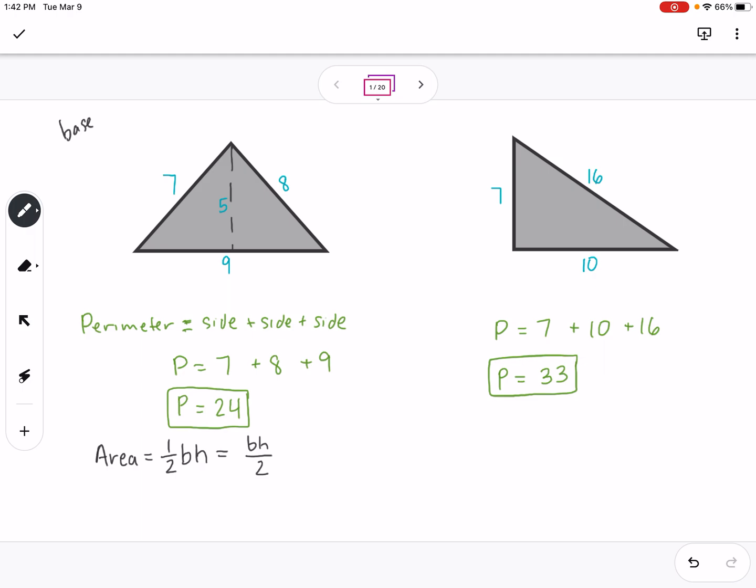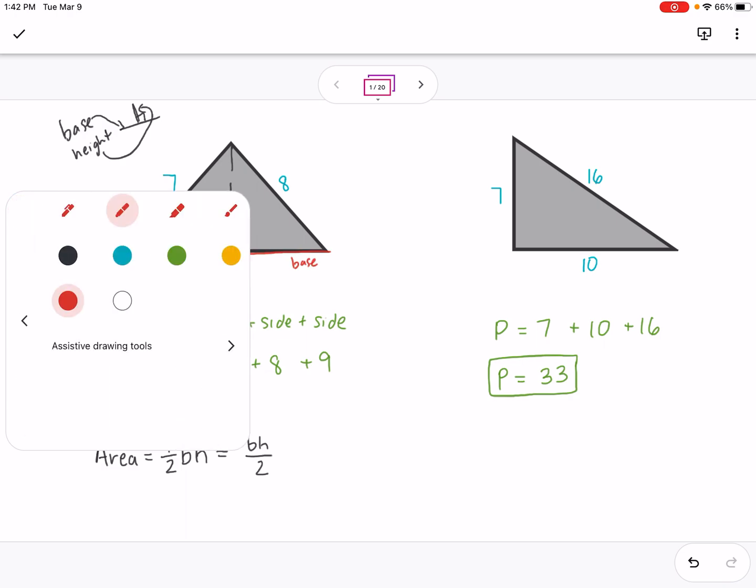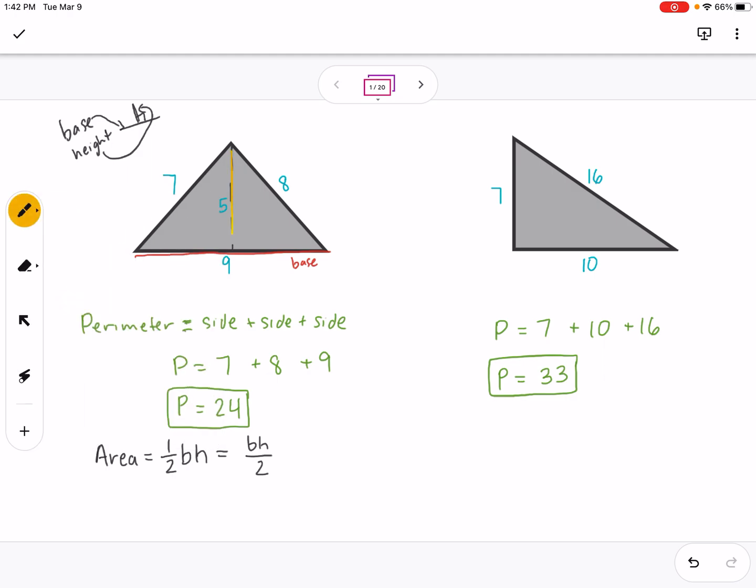and the height have to be perpendicular. What does that mean? That means they have to meet at a right angle, right? So in this case, sorry, I wrote this kind of in the wrong order. This is the base of the triangle and this is the height. So in this case, this is the base of the triangle and this is the height of the triangle.